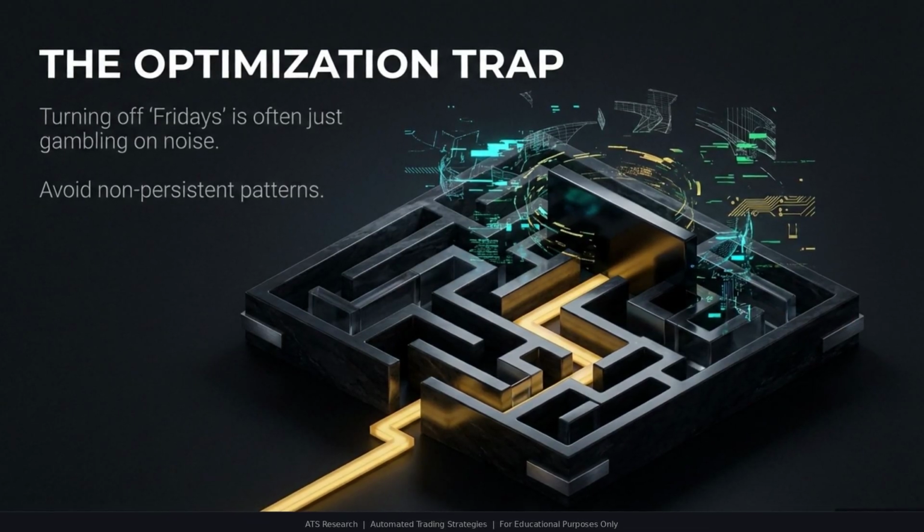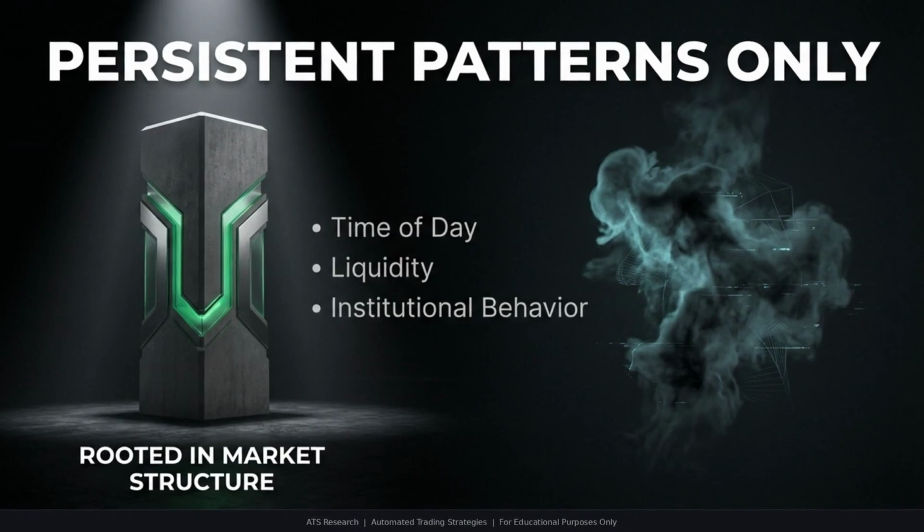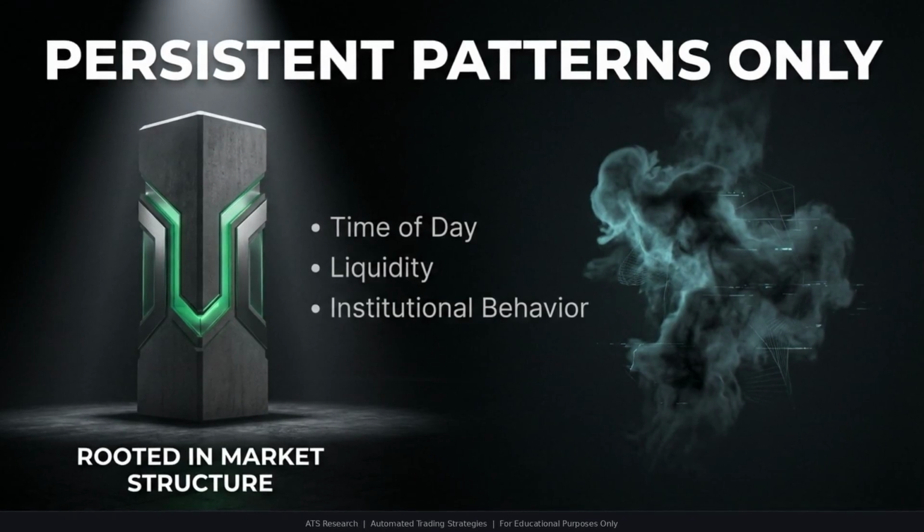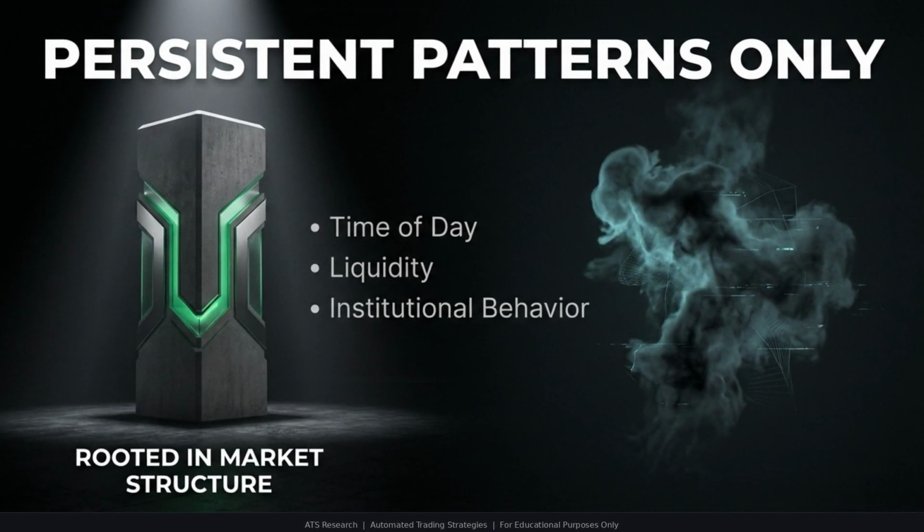But that is actually the biggest trap in algorithmic trading. How is that a trap? If the backtest shows I make money on Tuesdays and lose on Fridays, why wouldn't I just turn off Fridays? That feels like common sense. It feels like common sense, but it leads you straight into what we call optimization hell. Unless there's a real structural reason for that Friday effect, it's probably just random noise. Just a coincidence in the data. Exactly. A non-persistent pattern. We only care about persistent patterns, things rooted in actual market structure, like time of day.